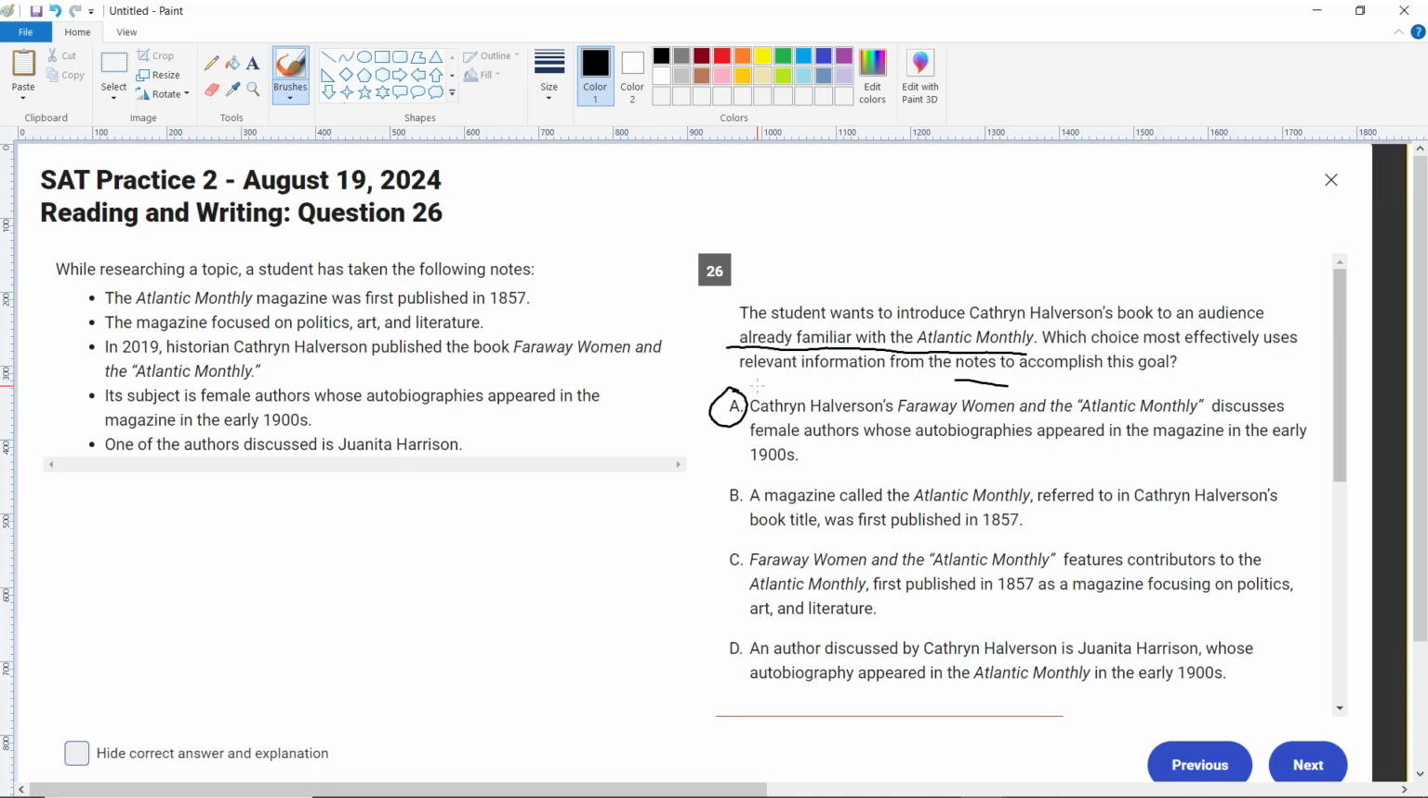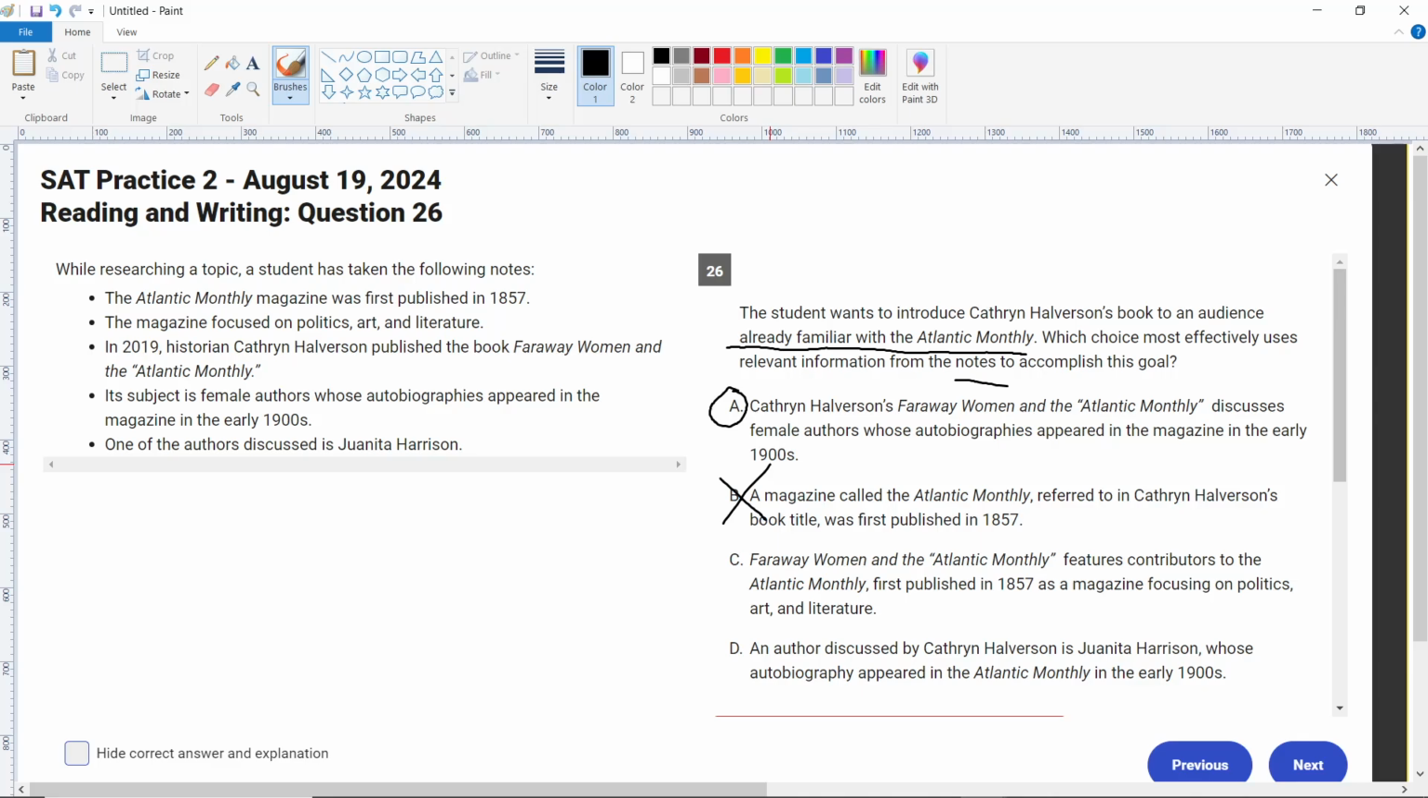B, a magazine called Atlantic Monthly, referred to in Katherine Helverson's book title, was first published in 1857. That's about the magazine, not the book. It doesn't introduce the book. It doesn't even mention the title of the book. So B is out.